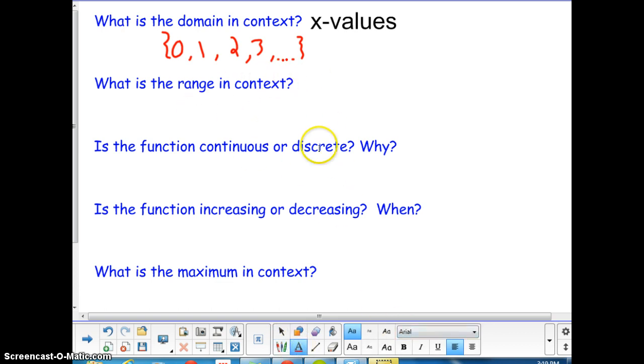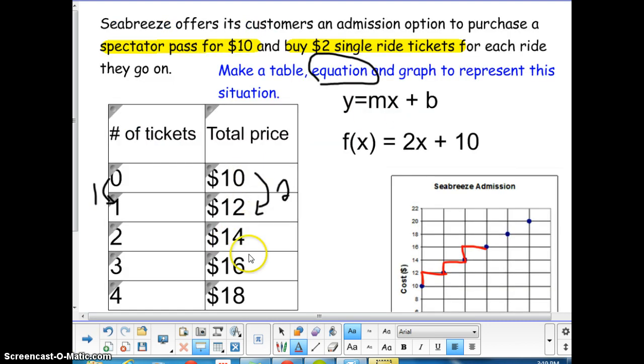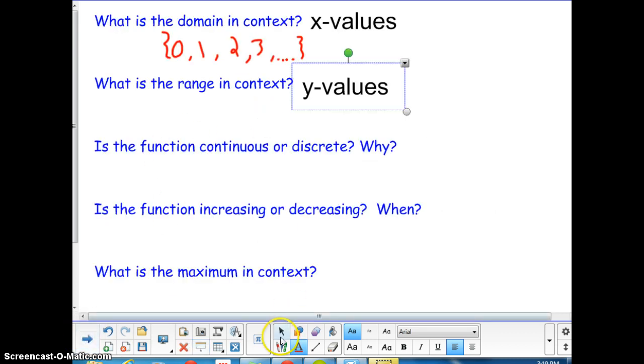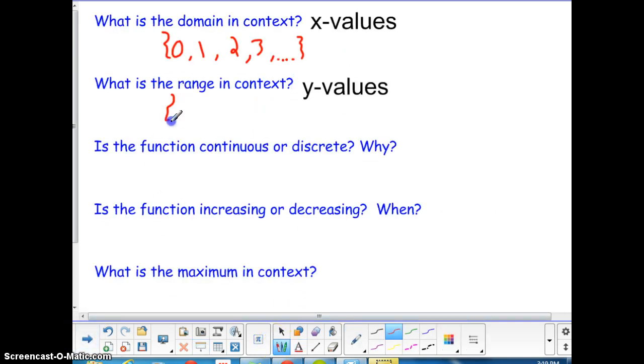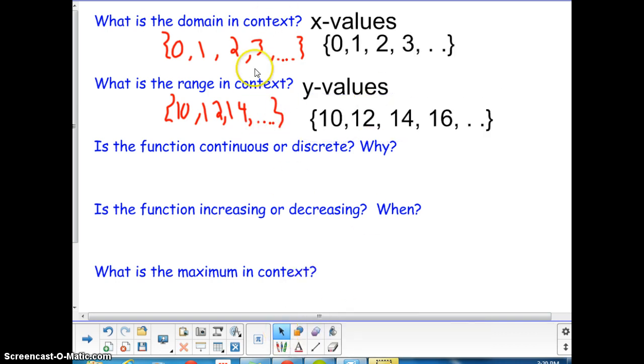Now, what is the range in context? Here, we want the y values. I can look back on my table, and my y values are 10, 12, 14, and so on. So again, I'm going to write that as a list, starting with 10, 12, 14, and so on. My handwriting was a little messy here, so I wanted to show you what it would look like with the kind of brackets.